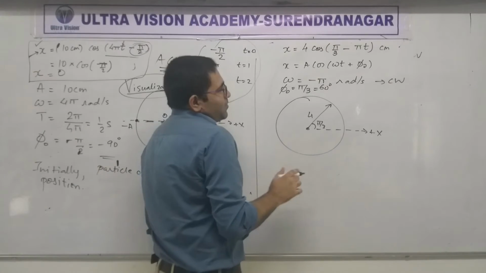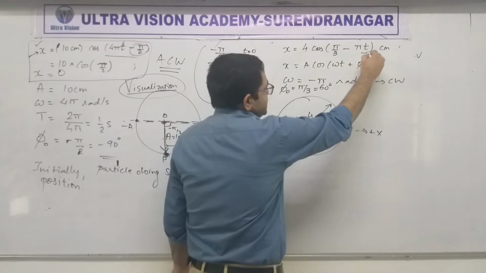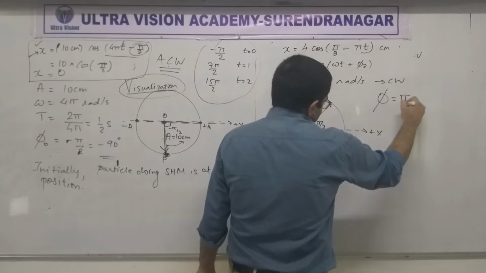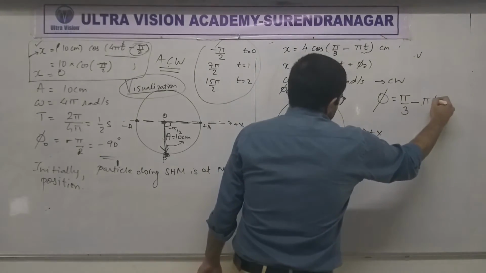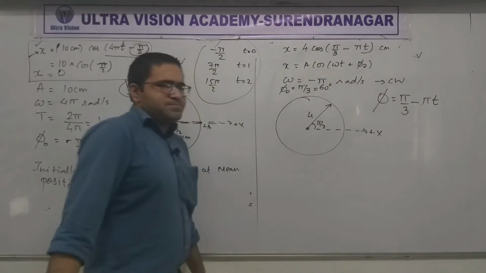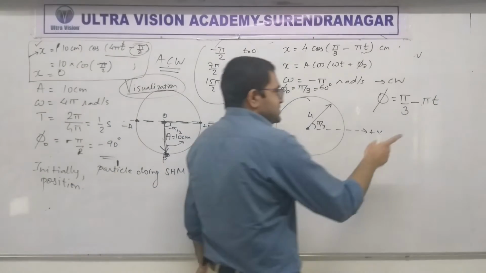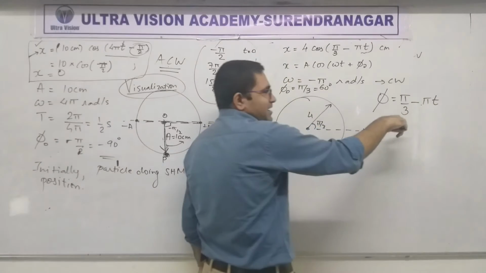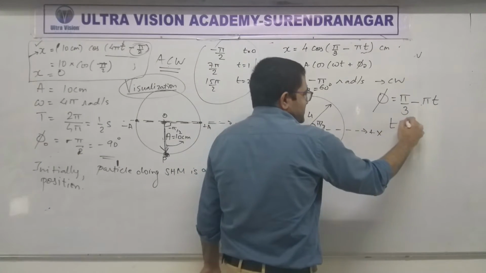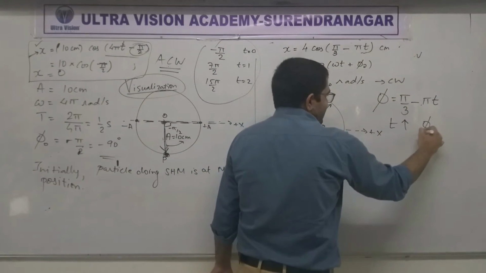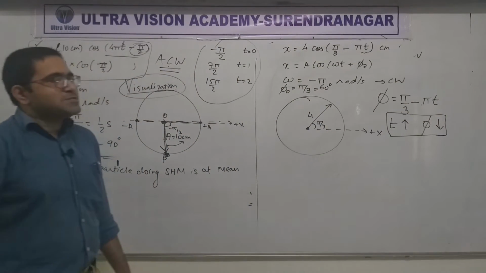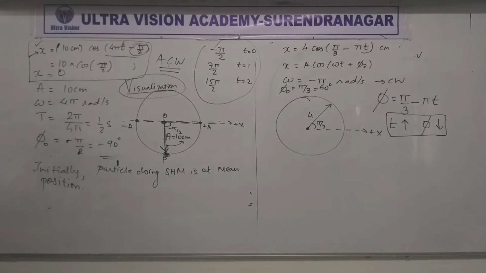Now, think about it. As you increase t, look at this whole angle, phase angle, pi by 3 minus pi t. This is your phase angle here. If I will start putting bigger values of t, I am subtracting more, correct? That means as t will increase, phi will decrease. Do you agree with this? As t will increase, phi will decrease.